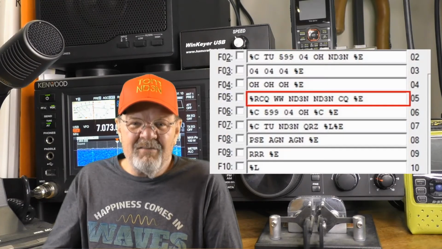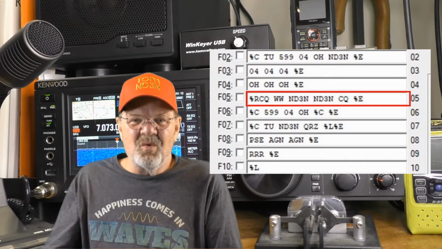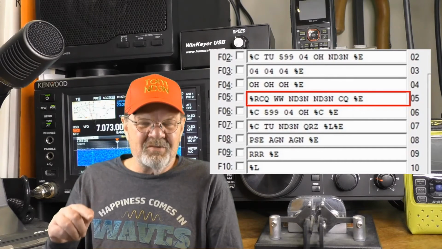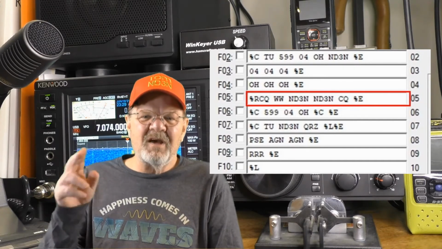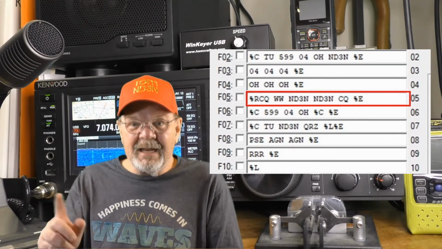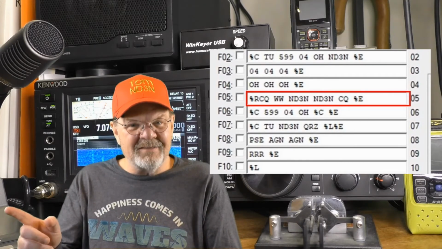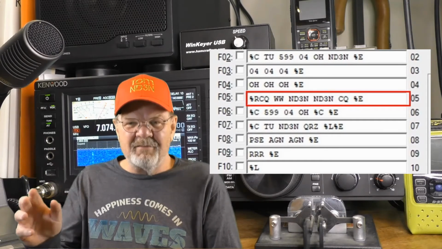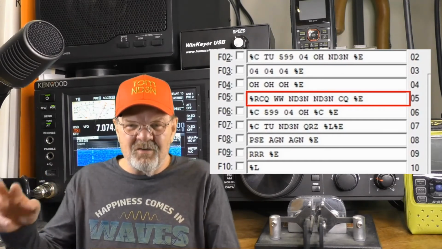In F5, you'll find my CQ message, which starts with a %R. That forces a line feed. So this starts that message on a new line on the other guy's decoder screen. It sets it off, so it's not in the middle of a bunch of other characters.